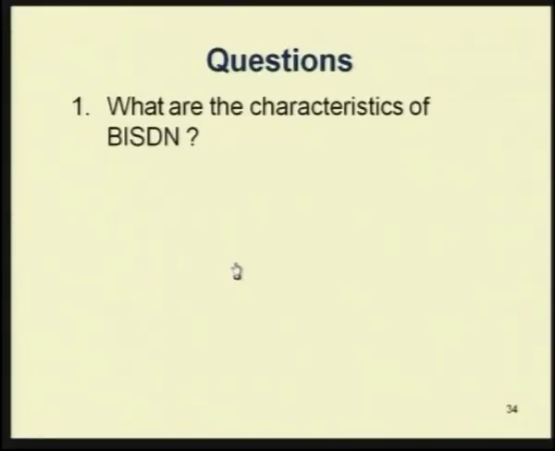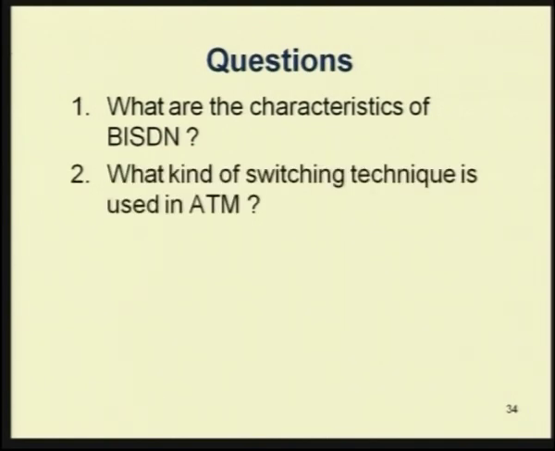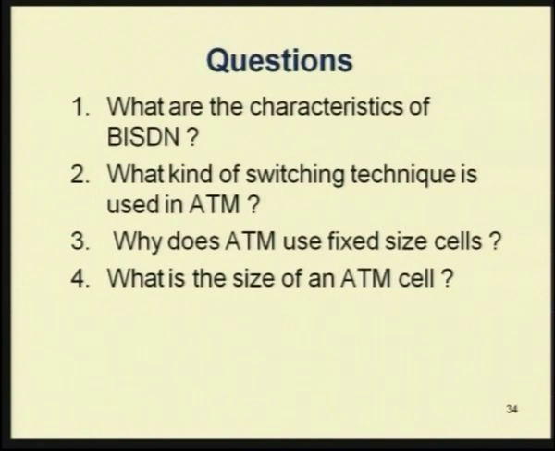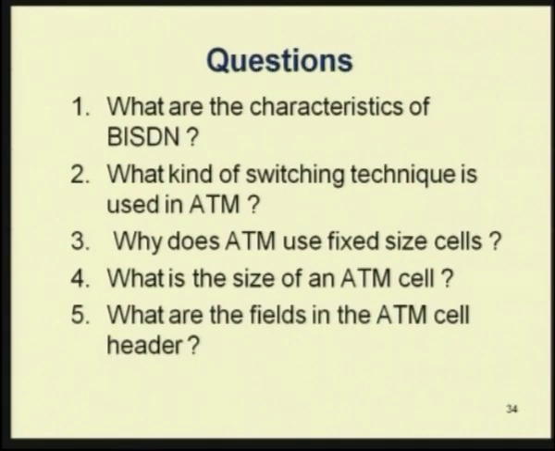Here are questions to review the content covered today. Question number 1, what are the characteristics of BISDN? Question number 2, what kind of switching technique is used in ATM? Question number 3, why does ATM use fixed size cells? Question number 4, what is the size of an ATM cell? Question number 5, what are the fields in the ATM cell header?